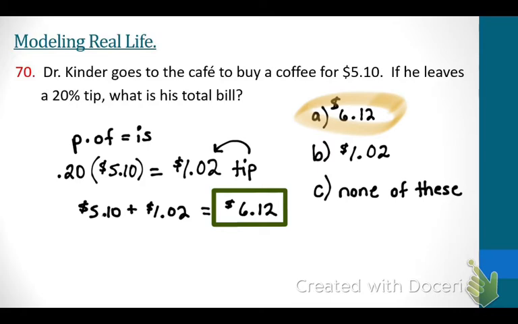Was there anyone who did this with the percent proportion? Because if you did it that way, you also could have gotten the same exact answer. All right, are there any questions about number 70?